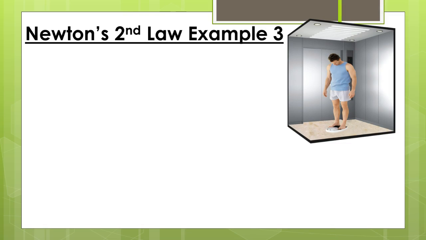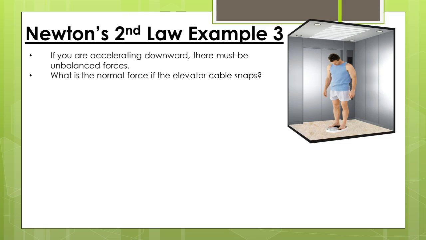Let's look at one more together. Keep some of these rules in mind about acceleration. If you're accelerating downward, there must be unbalanced forces. In this case, we're going to speed up downward. We're going to speed up a lot quicker than usual because the cable's going to snap. If the cable snaps, what is the normal force? What is the force that's pushing up on you? Or if you're standing on a scale like this gentleman is, what is the force that the scale reads?